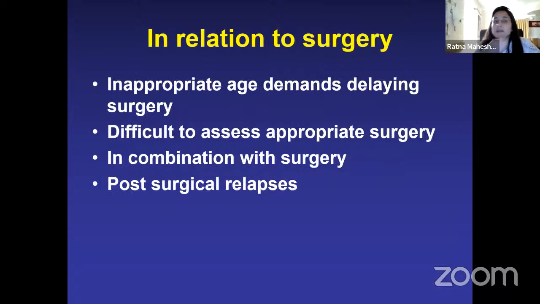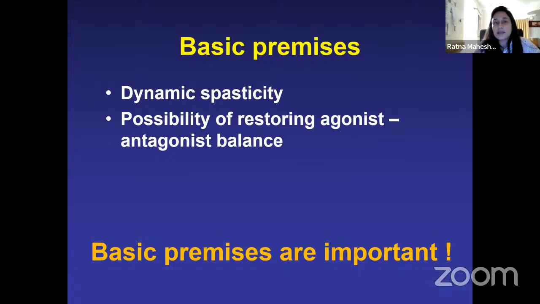milestones. It is used sometimes in relation to surgery as a pre-surgical assessment tool, or sometimes when there are inappropriate age demands and we need to delay surgery, or in combination with surgery or post-surgical relapses. The basic premise which has been defined for botulinum toxin is dynamic spasticity.